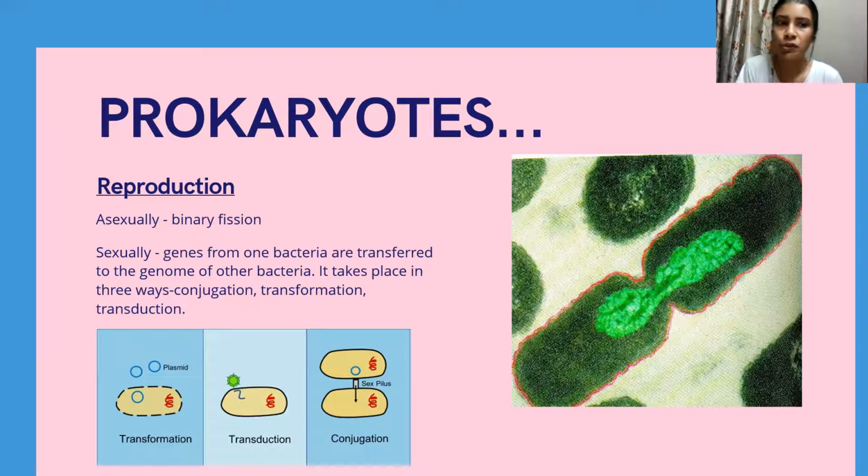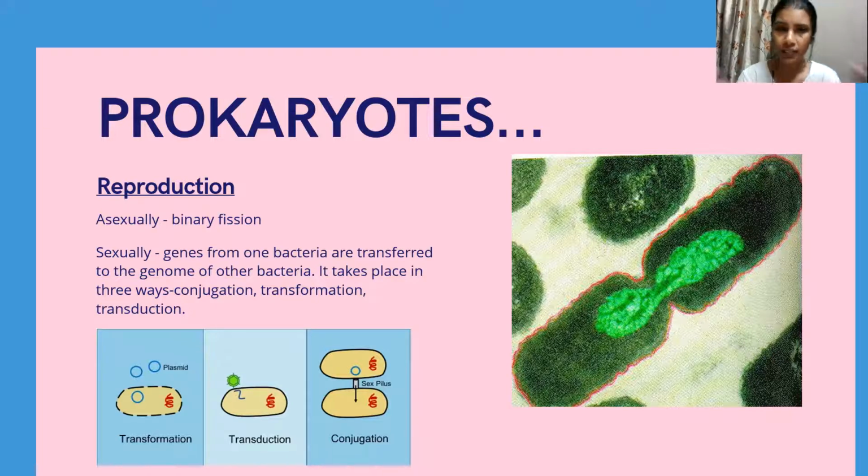But there's another mode, sexual reproduction. No, this is not a true sexual reproduction. But yes, it is known as sexual reproduction because of the transfer of one particular genome of a bacteria or an organism to another organism. And how does this transfer take place? It takes place in three ways. Conjugation with the help of a sex pilus or a bridge, through which the genome passes from one bacteria to another. See, the plasmid, the circular DNA, is getting passed.